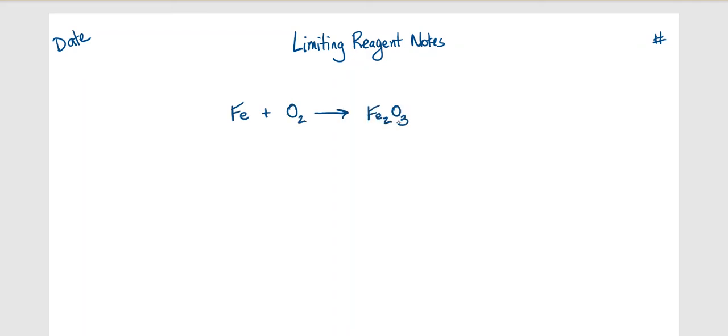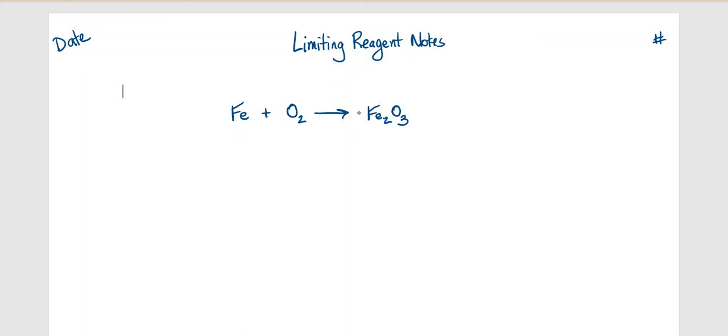Limiting reagent notes. The first thing we're going to do is pick a chemical equation. The chemical equation that we're going to use today reacts iron with oxygen, and it's going to produce rust. The first thing that we need to do is balance the chemical reaction so that what goes in is exactly what comes out.